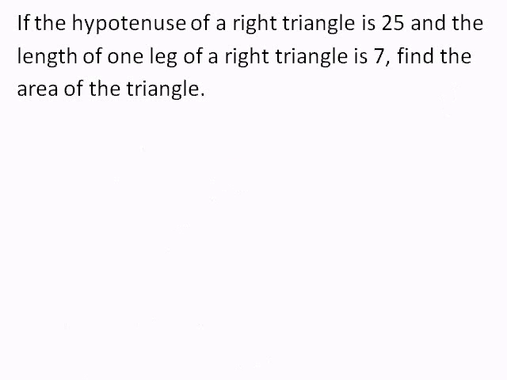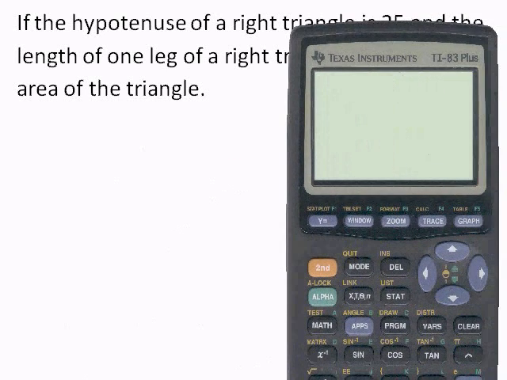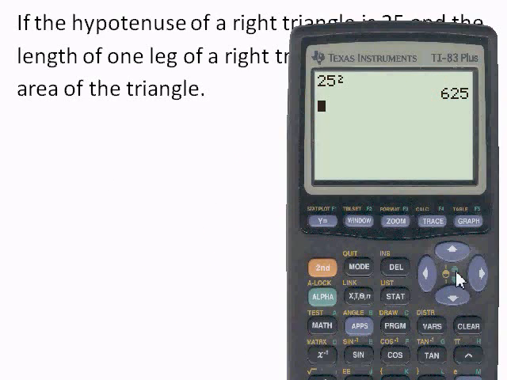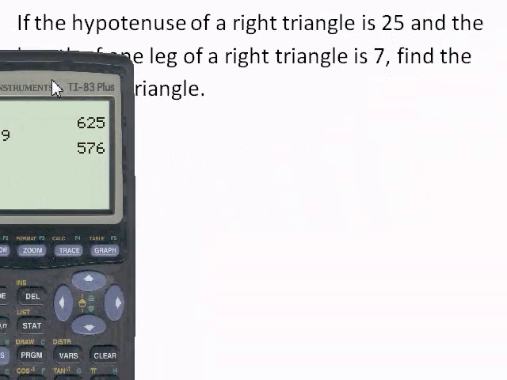If you don't know what that is, you can grab your calculator, turn it on, and go 25 squared. And you get 625. So we get 49 plus b squared equals 625. We still need to get b squared by itself, so we subtract 49 from both sides. Again, go into your calculator, 625 minus 49, and you're going to get 576.